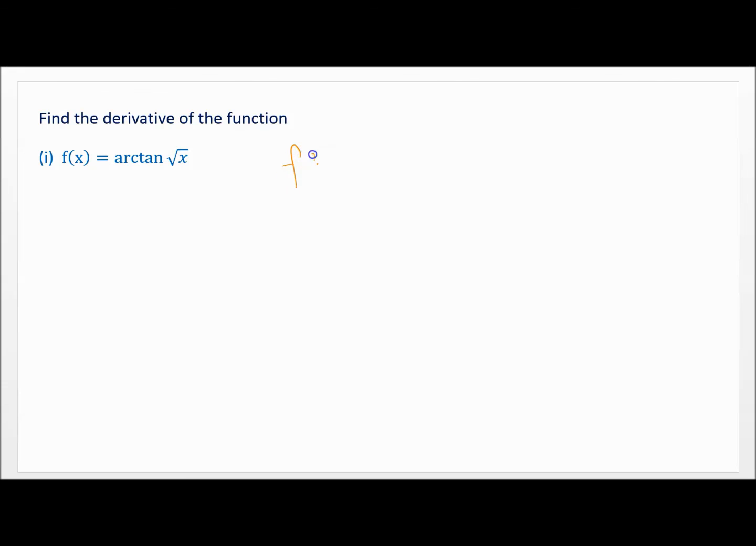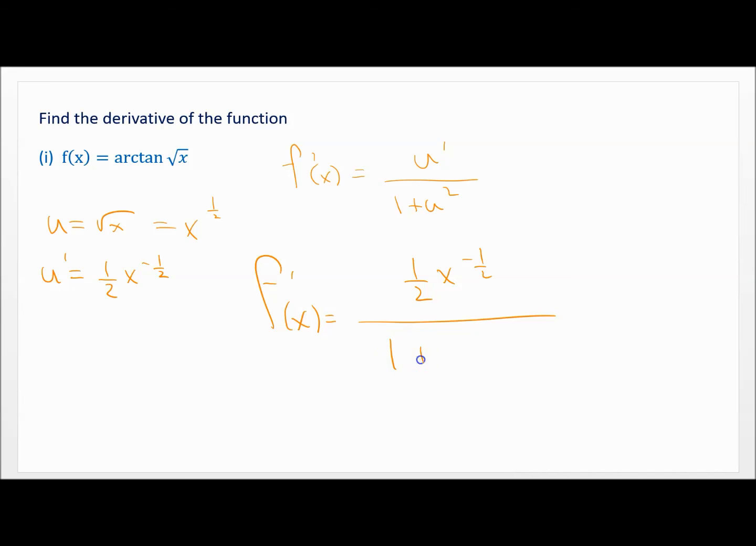So f prime of x, the general formula is u prime over 1 plus u squared. So what's u in our problem? Well, u is the square root of x. So u prime, I can write it right here, thinking of it as x to the 1/2, so it'd be 1/2 x to the negative 1/2. When I plug that into my formula, f prime of x is 1/2 x to the negative 1/2 divided by 1 plus u squared. So that's going to be the square root of x squared.